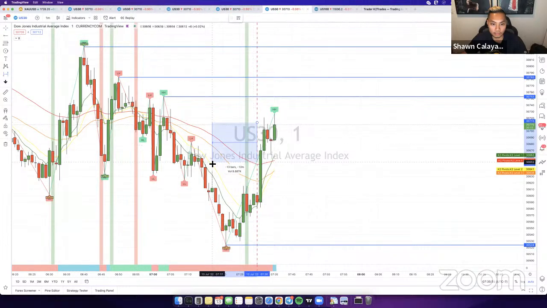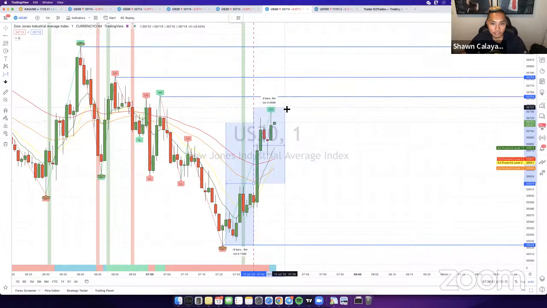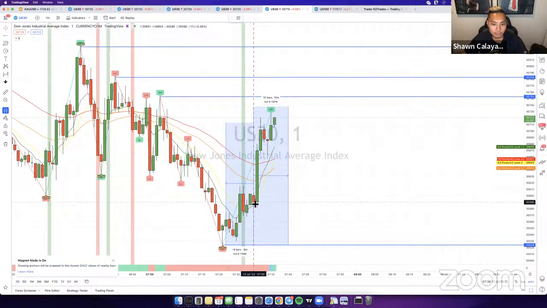So this is a news candle right here. 10 candles before and 10 candles after. Typically don't want to trade around this period here because this is the news candle and then price is reacting to the news. So I'm not sure what the news was, but let me check real quick.